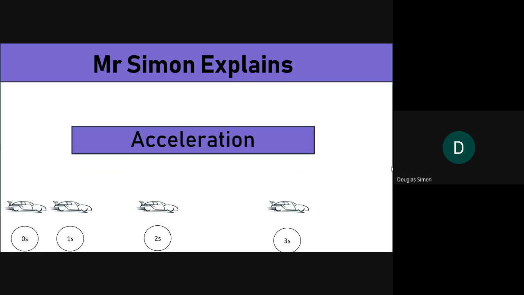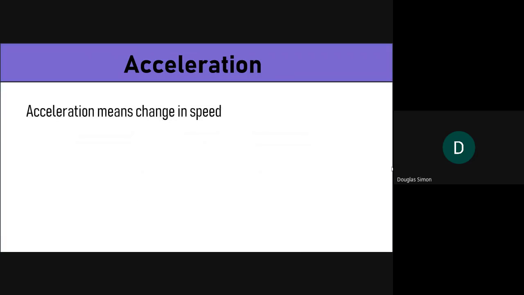So let's look at this in words now. Acceleration means change in speed, either getting faster or getting slower. But what's the definition? What would you write down on an exam? You would write down acceleration is the rate of change of speed. This is the more formal scientific way to write acceleration.